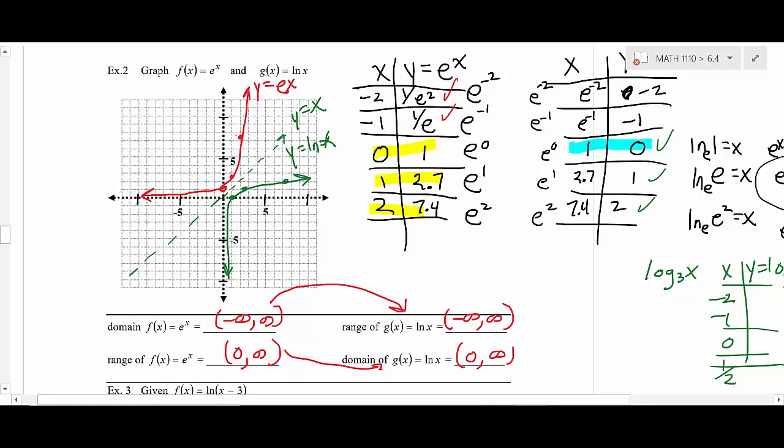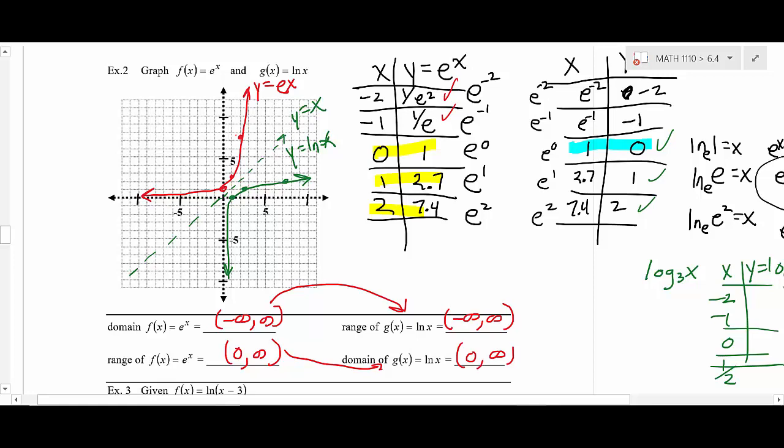Remember, range is this way. Domain is this way. The domain of e to the x is all real numbers, because an exponent can be anything. You may be getting those backwards. So the domain of e to the x is everything, all real numbers. The range is only there to there.